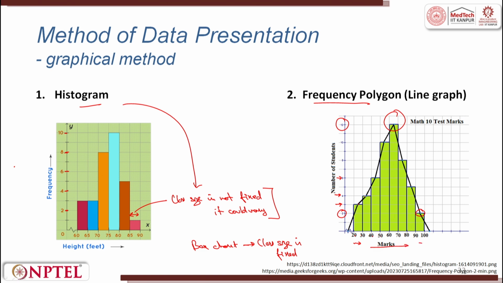And when we try to join the midpoint of each of the class, this is what I have discussed before, class midpoint. If I try to join them, I obtain my polygon. This is the frequency polygon that we have obtained. And remember, this is in an order. And there is a range, that is maximum value 100 minus minimum value, that is range. Range is equal to 100 minus 20.